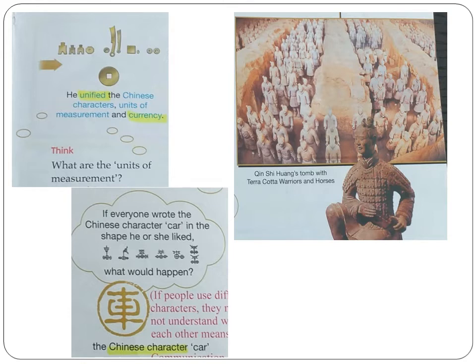So what he did, he unified all the Chinese characters and he said these are the characters for these words and we have to follow these standardized characters. He also did something very, very strange. It's called the Terracotta Tomb or Terracotta Warriors. Now, Qin Shi Huang's tomb, this is the tomb with terracotta warriors and horses.